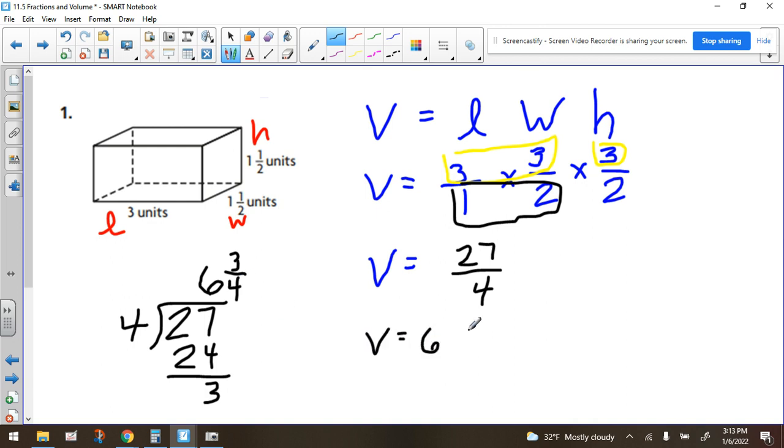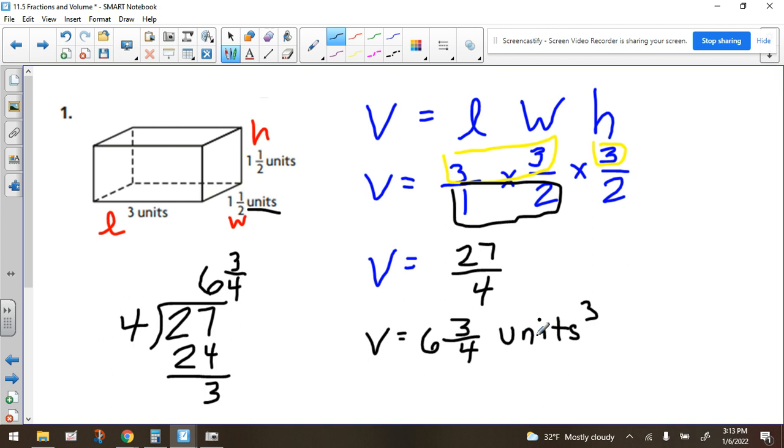And that's going to be cubic units. And when we write cubic units, we can either write the word units and then put an exponent of a 3, or we can actually write out the word cubic in front of this. The word cubic spelled C-U-B-I-C. So that reads as 6 3/4 cubic units.